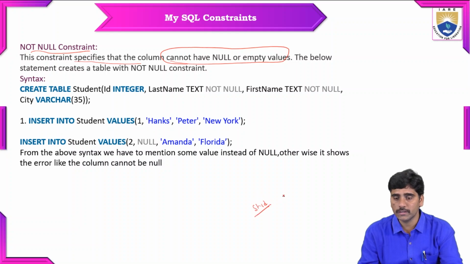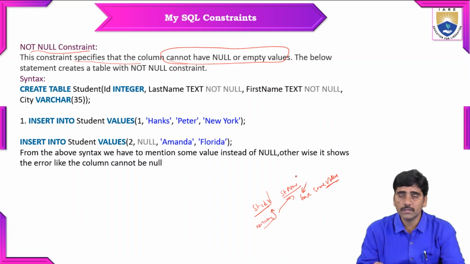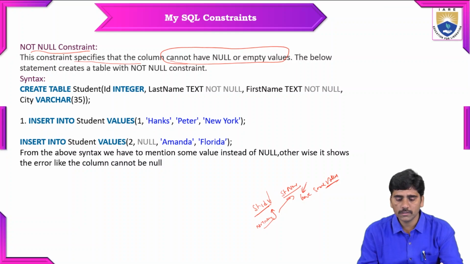Suppose we take student ID and student name. If I apply the not null constraint to these columns, they should not have null or empty values. Definitely they should have some values, at least. So no need to leave the table without inserting values in these two columns. So for that we created a syntax here.